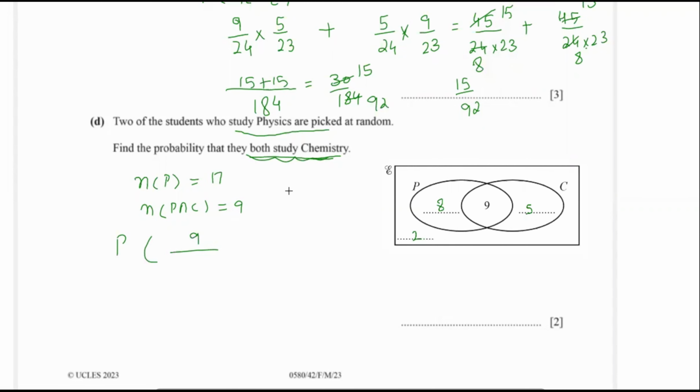Now 9 out of the total students, 17. Next, the remaining students become 16. Once we have already selected a chemistry student, the remaining become 8, and therefore when we select the second student, the probability will be 8 out of 16. Now we can write it as 9 over 34. This is the probability that both study chemistry.